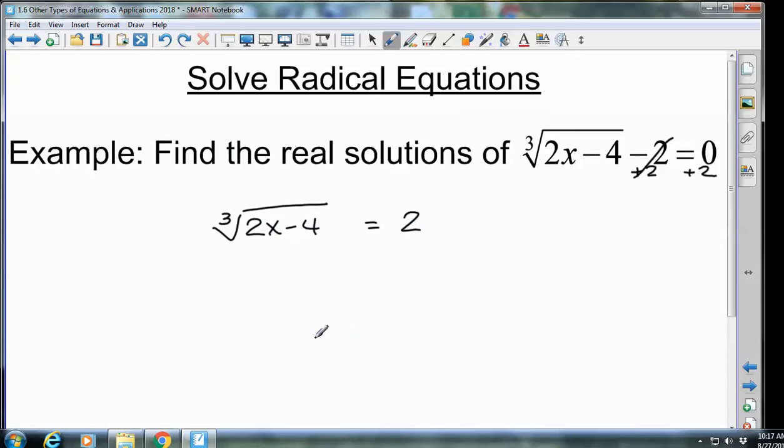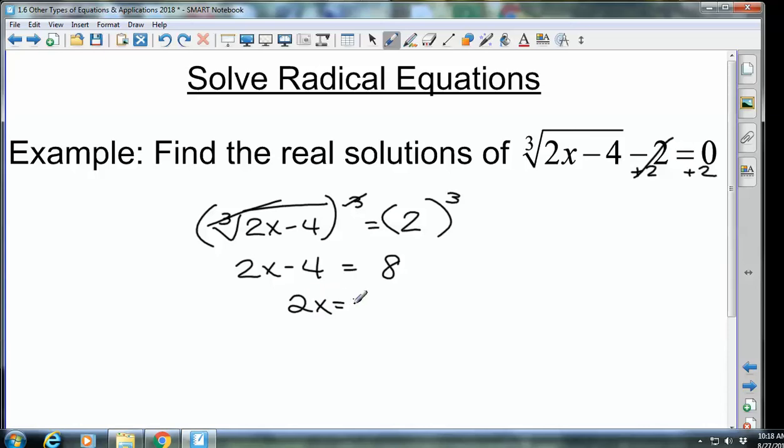Now, we have to take each side to a power to cancel the radical. So what would be the opposite of a cube root? To cube it, yeah, just cube each side. So a cube and a cube root would cancel and just leave you with 2x minus 4. Over here, 2 to the third is 8. Now we can solve that, can't we? So if we add our 4, divide by 2, and we get x equals 6.